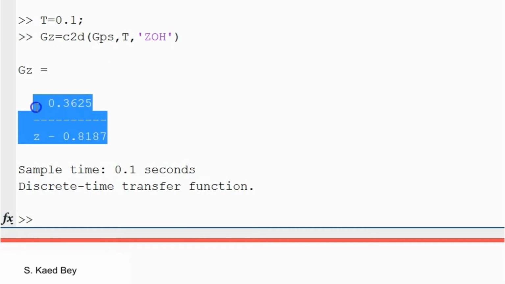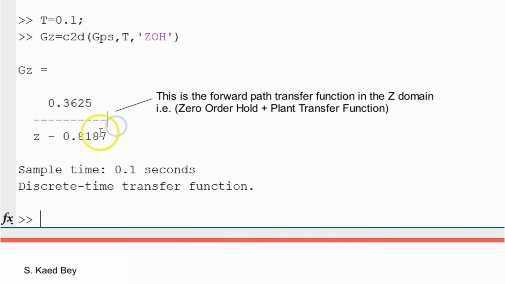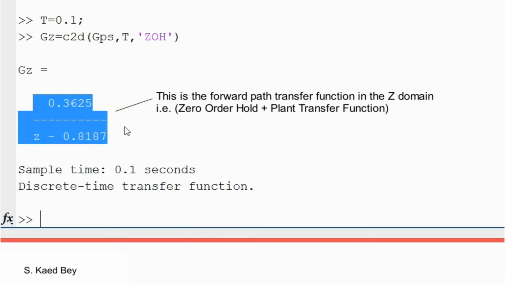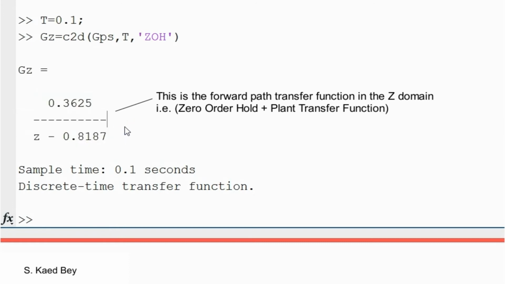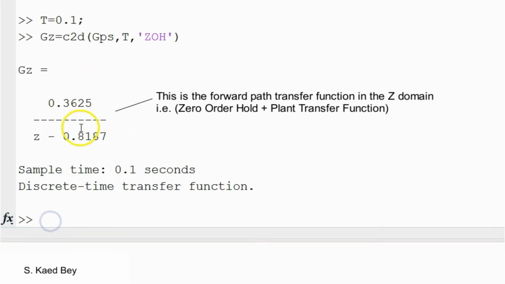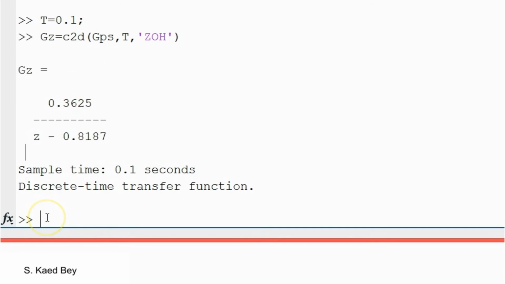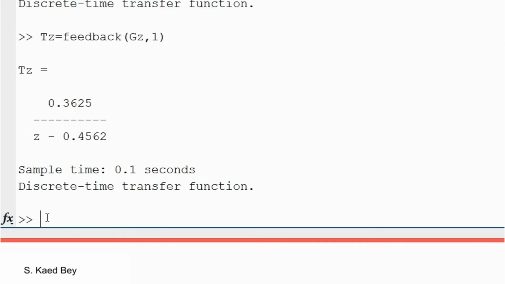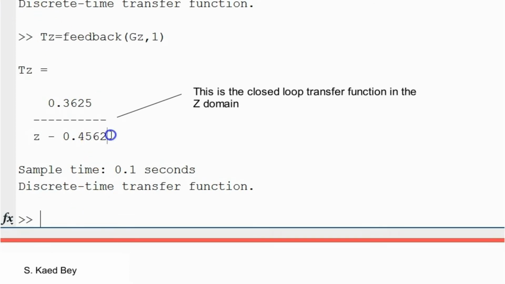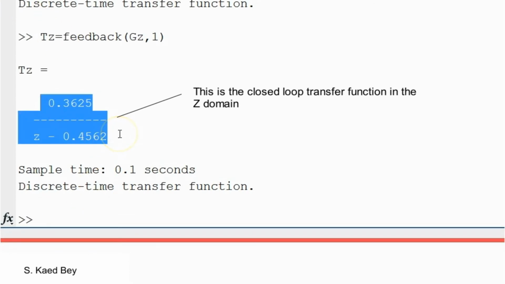So what we have obtained just now is the forward loop transfer function equivalent in the Z domain. This transfer function combines the plant transfer function and the zero order hold transfer function together in the Z domain. Next, we will find the closed loop in the Z domain. Assuming now this is the only transfer function in the forward path with the unity feedback system, then the closed loop transfer function in the Z domain can be written as, and this is what we have calculated by hand in the previous video.